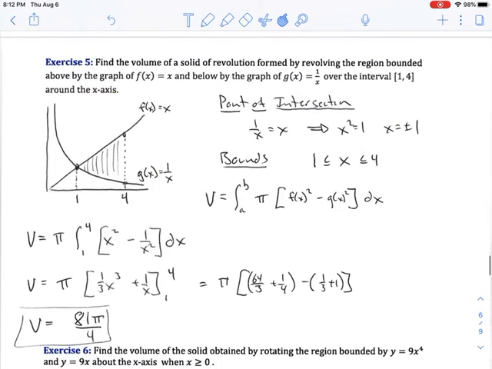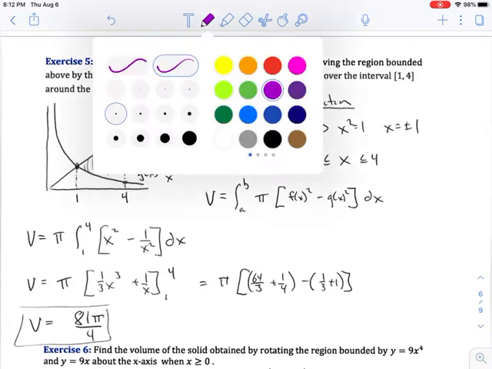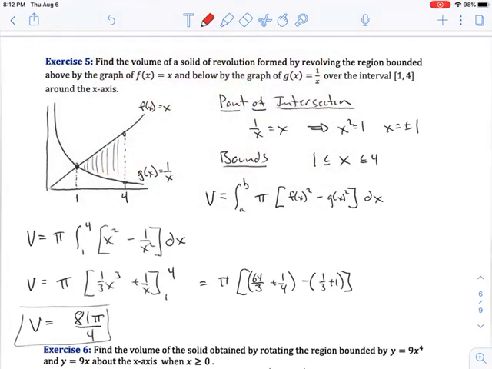Number 1, exercise number 5. Find the volume of a solid of revolution formed by revolving the region bounded above by the graph f of x equals x, that would be this, and below by g of x equals 1 over x, which would be this. And so we're looking for the area in between there to be rotated about the x-axis.